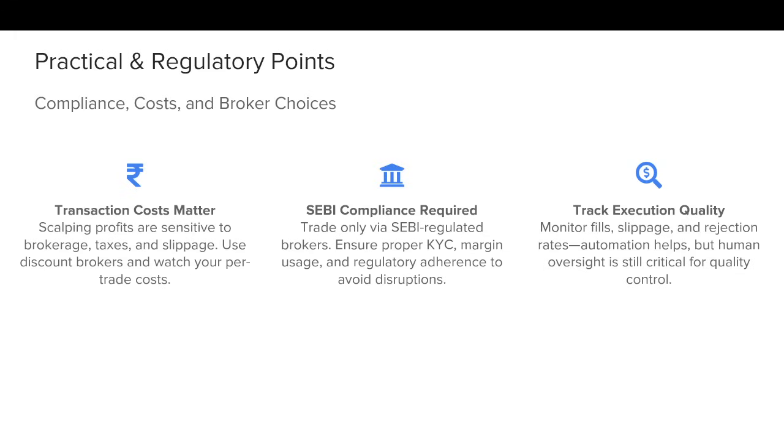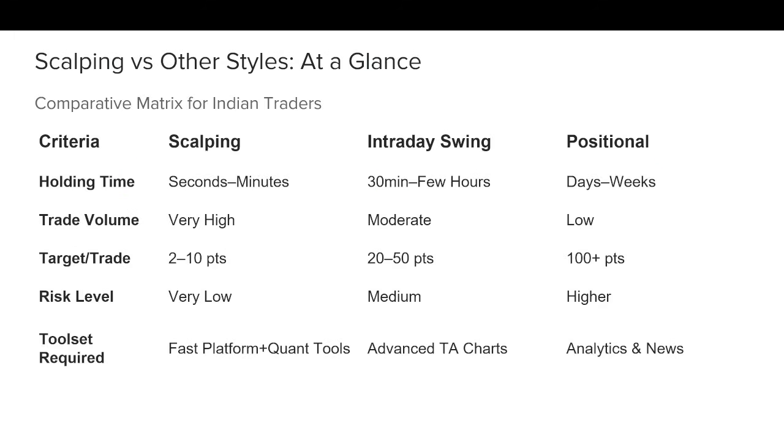Number 3, track execution quality. Monitor fills: if you are hitting a trade at 120.40 paisa, monitor that you are getting a fill at 120.40 paisa and you are not getting filled at 123. Slippage: how much slippage you have when you are getting into the trade or cutting the trade. What are your rejection rates? Automation will help, but human oversight is still critical for quality control.